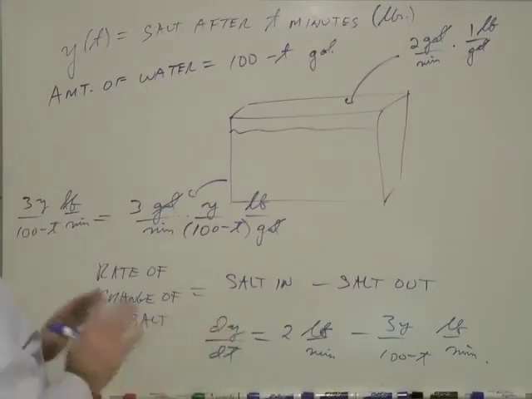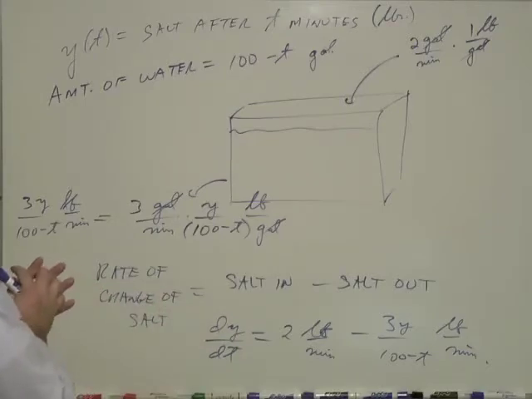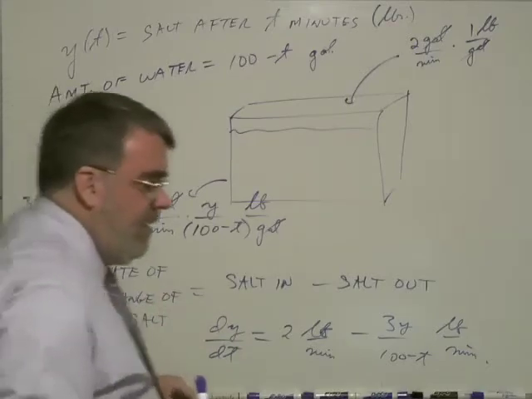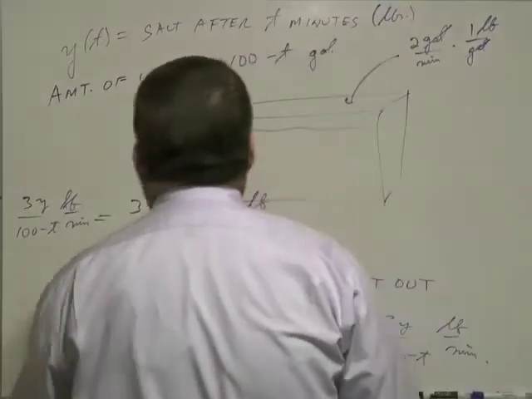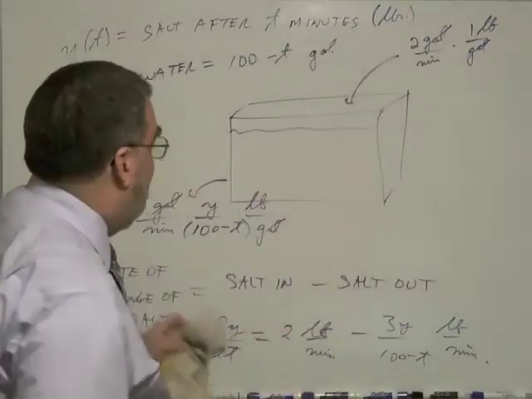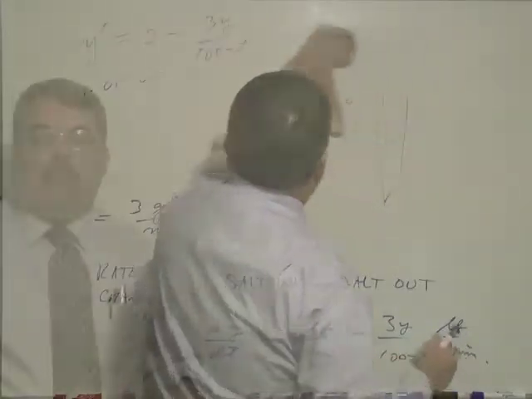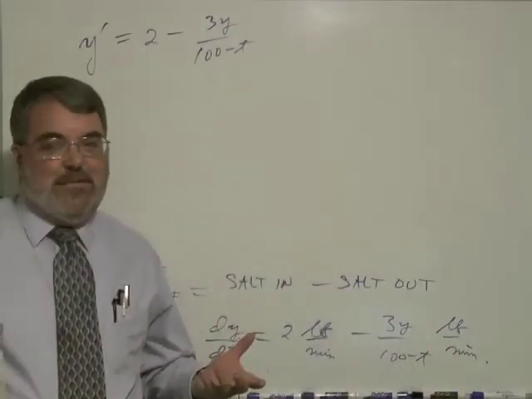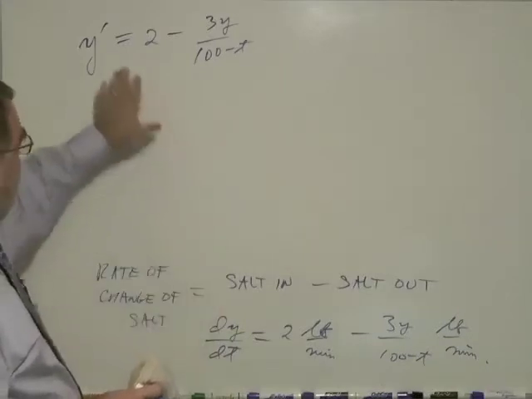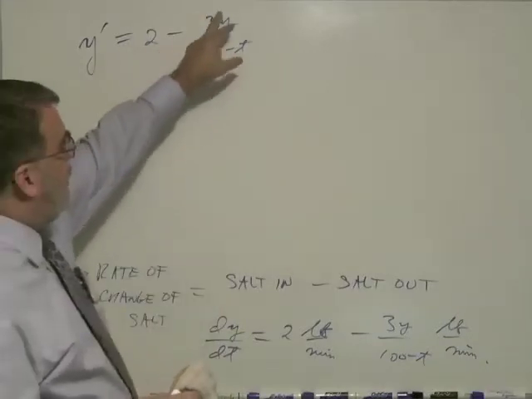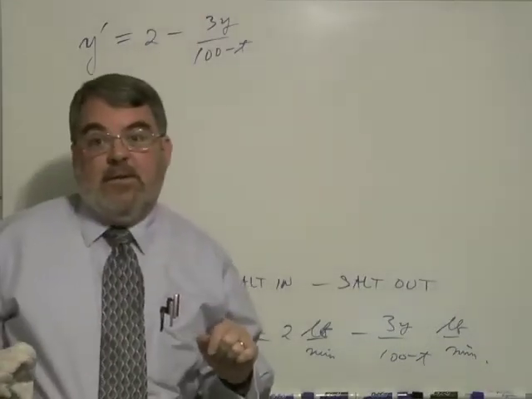Because we have the units settled, we have the equation settled, let me do some erasing, and we'll write the differential equation. And I have one other thing to add to it. We have an initial condition which I haven't yet accounted for. So here's our differential equation from down here. y prime equals 2 minus 3y over 100 minus t.